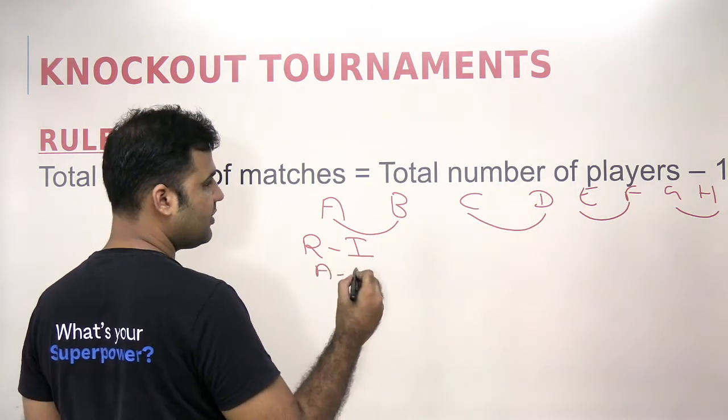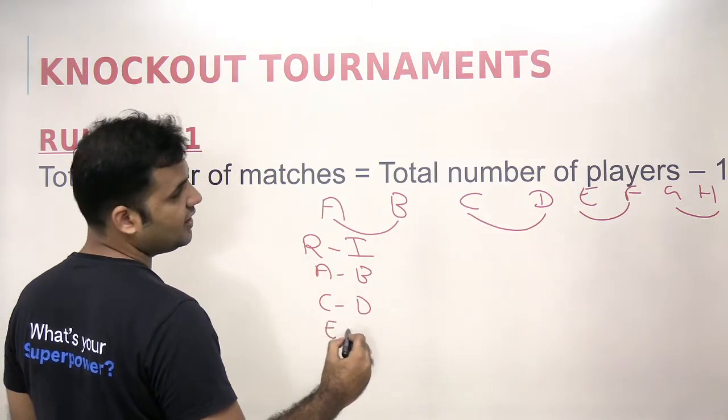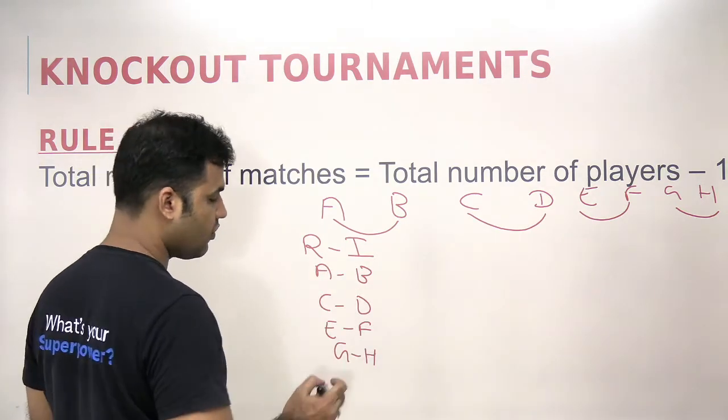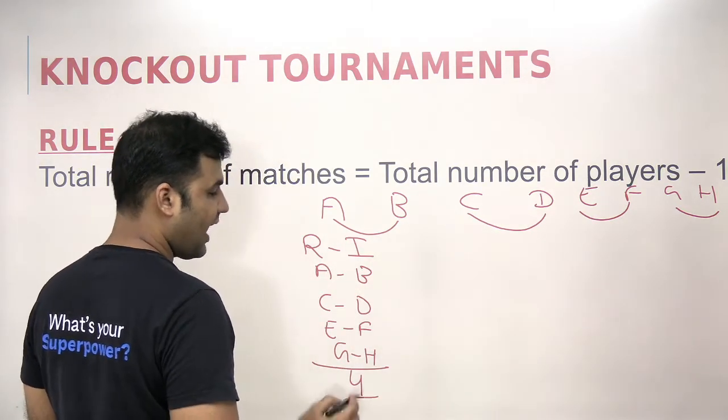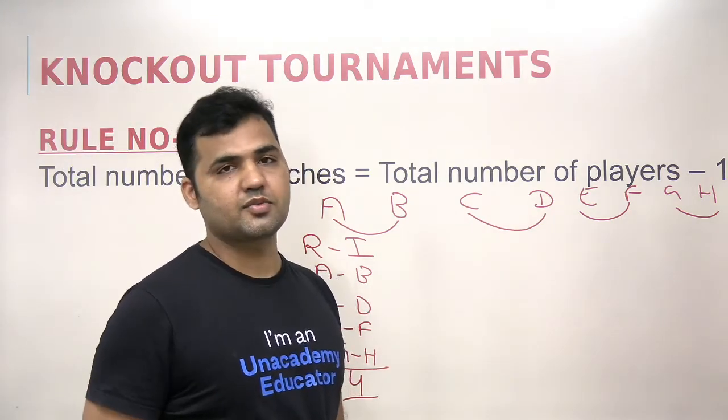The matches will be between A and B, between C and D, between E and F, and between G and H. So there will be 4 matches in round 1, okay? Now every match will result in either a win or a loss.